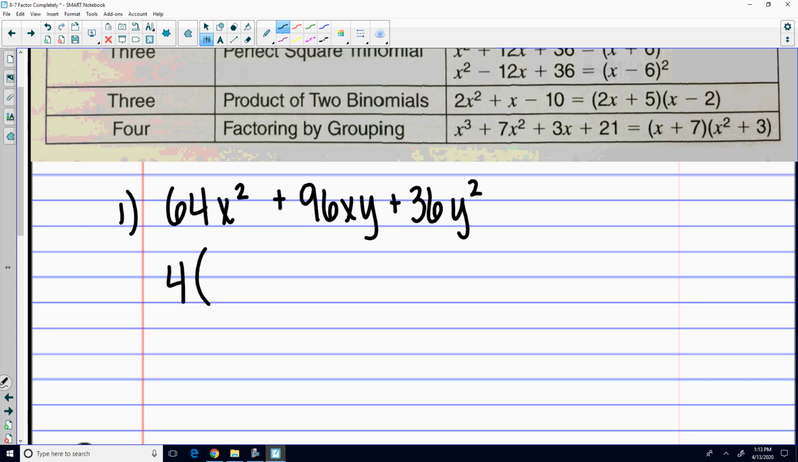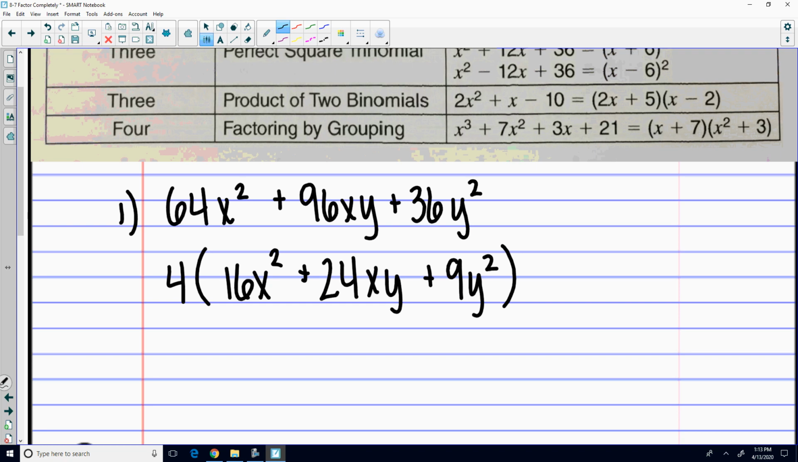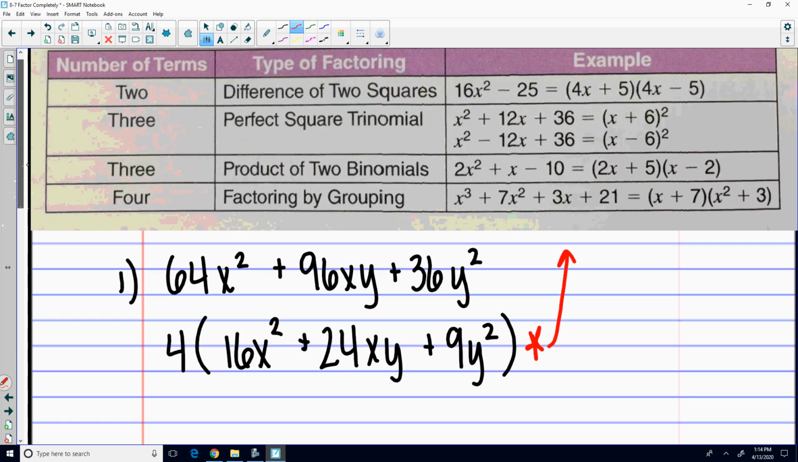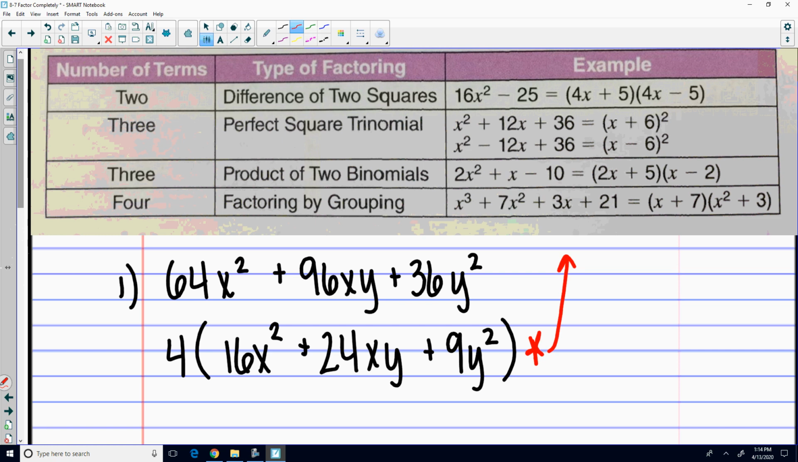And then I can rewrite this problem. Well, 64 divided by 4 is 16. Leave my variable. 96 divided by 4 is 24. Leave my variable. And 36 divided by 4 is 9. Leave my variable. All right, now that I have this right here, I need to go up and figure out which one is it. Okay? Well, I've got 3 terms. And since I have 3 terms, I might want to look at these 2 because they have 3 terms.